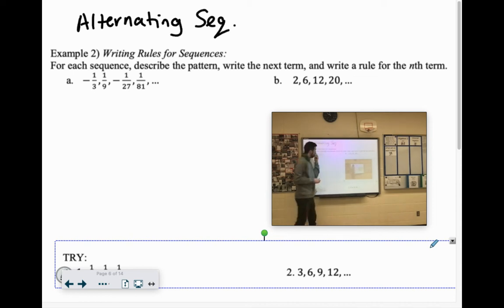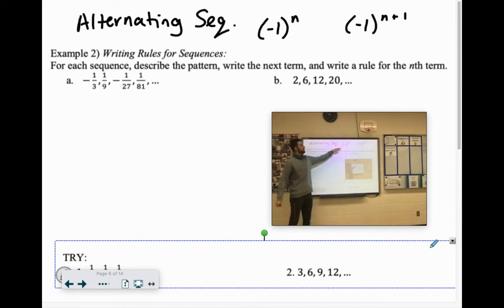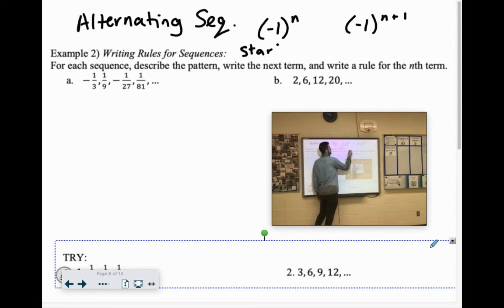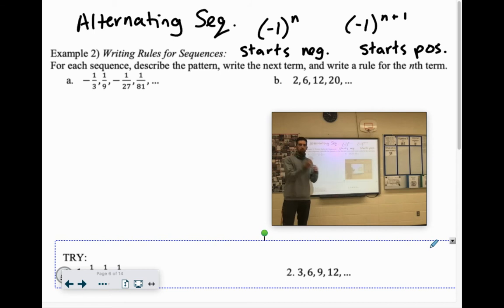Now, when you have an alternating sequence, you have two options. You have -1 to the n, or you have -1 to the n plus 1. So you're going to use -1 to the n if it started negative, and then goes positive, negative. And then you're going to use this n plus 1 if it starts positive. And again, this is only if it's alternating positive, negative. Otherwise, you don't need that part.